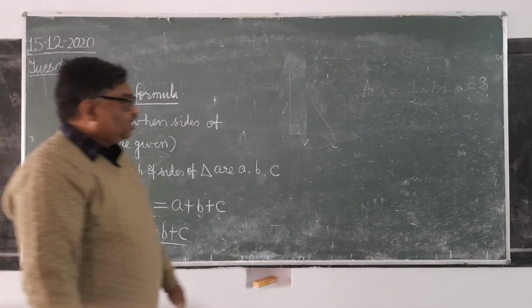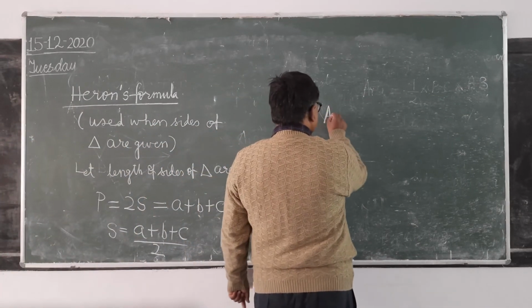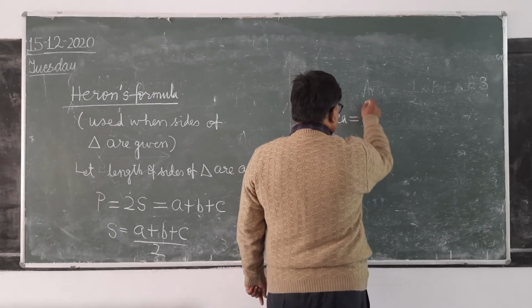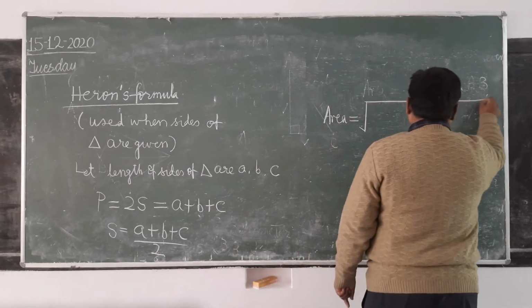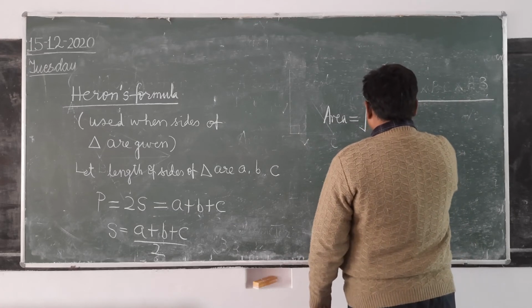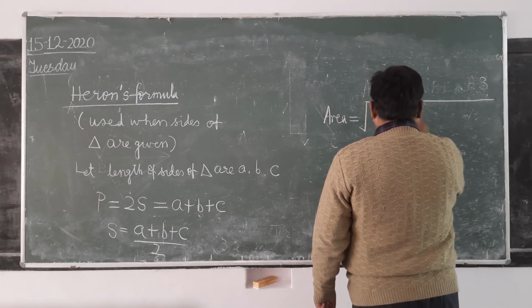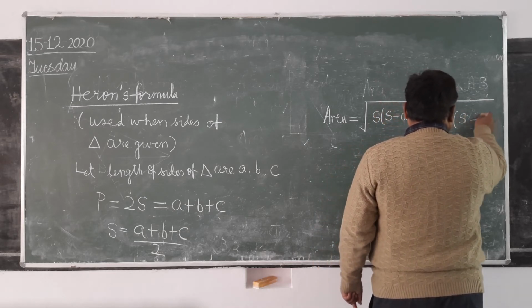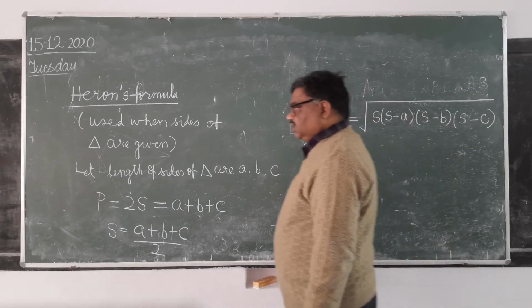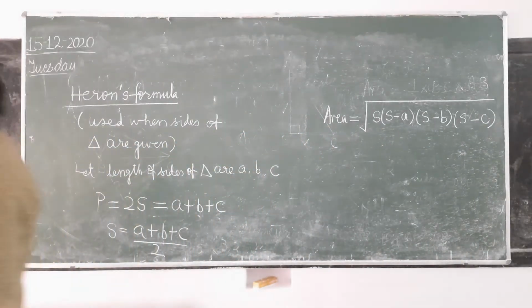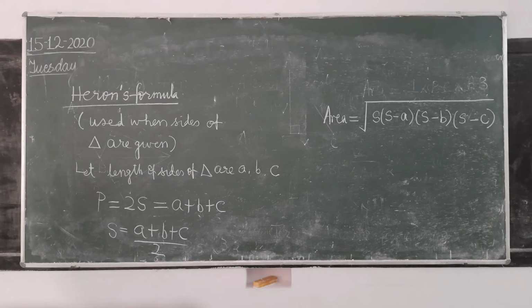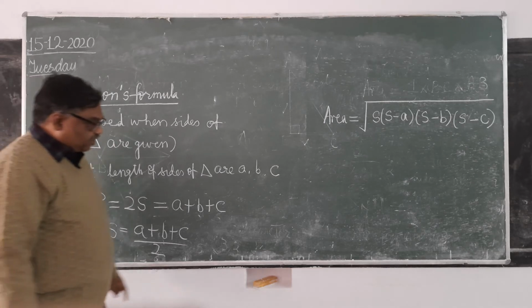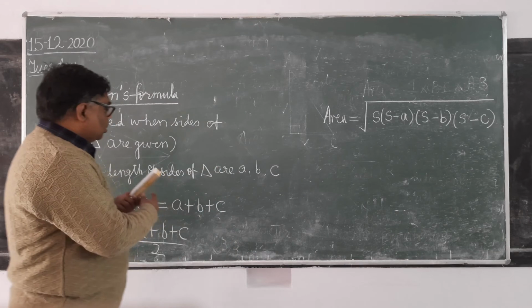So what is the area? The area will be, this is the formula, within square root s into s minus a into s minus b into s minus c. It's clear? This is the area of the triangle when the three sides of the triangle are given. It's clear, their lengths are known.